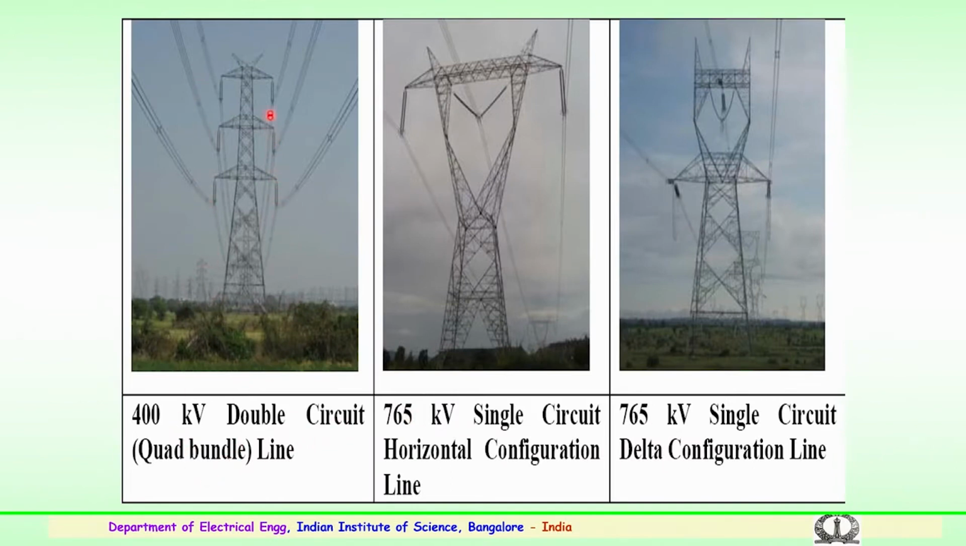You can see the double circuit, again R, Y, B, or 3 conductors on one arm and 3 more conductors on the other side. So, this entire thing is a single circuit, and one more circuit makes a double circuit, each phase again consisting of 4 conductor bundles. That is what is called a quadruple bundle. So, this entire 4 conductor bundle forms a single phase. You have 2 circuits here.